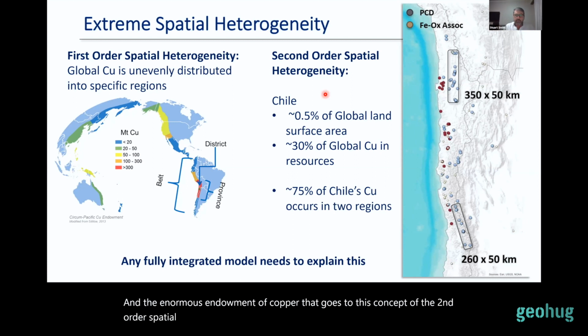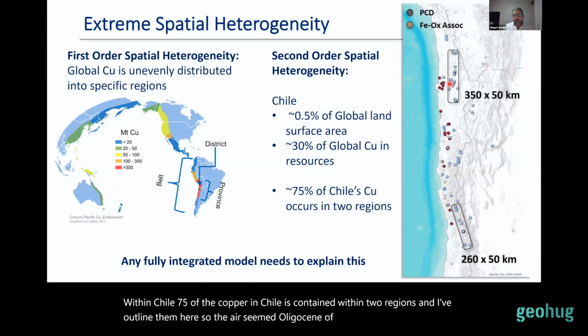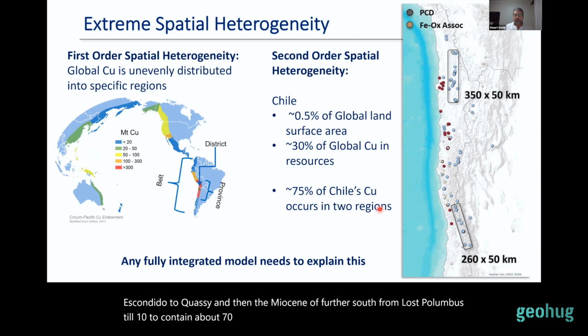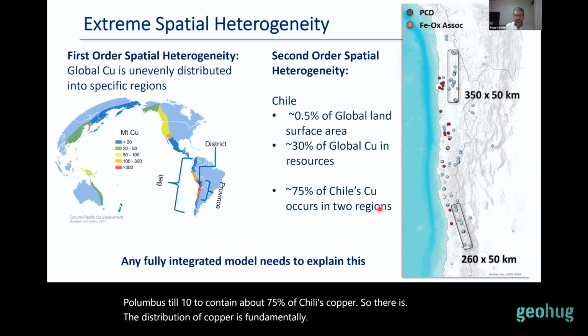And then we can go down even further than that. Within Chile, 75% of the copper is contained within two regions, and I've outlined them here. So the Eocene and Oligocene of northern Chile from Escondida to Collahuasi, and then the Miocene of further south from Los Pelambres to El Teniente, contain about 75% of Chile's copper. So the distribution of copper is fundamentally heterogeneous, and a fully integrated porphyry model needs to explain this.